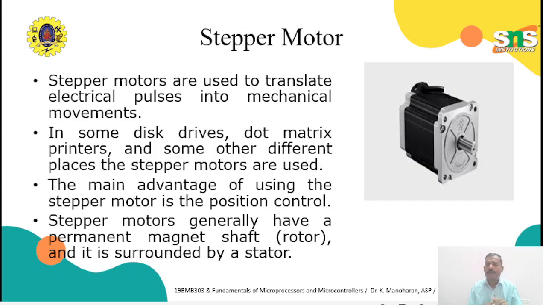It has two parts, one is the stator and the other is the rotor. The stator is stationary and the rotor rotates. For the rotor they use a permanent magnet, and for the stator we use electromagnets. These electromagnets are energized to form particular movements. We need movement in the forward direction or reverse direction, and also particular angles. That will be decided by the stepper motor.